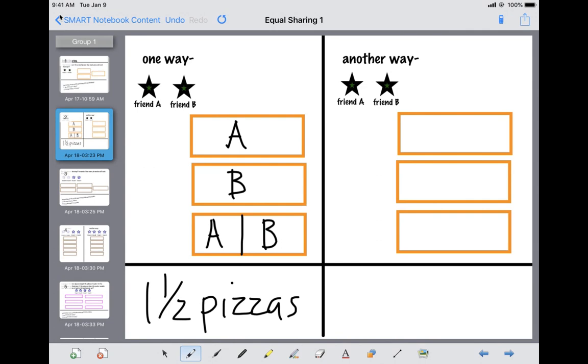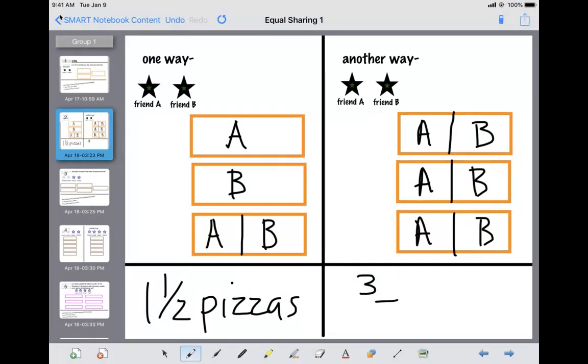Another way that you can solve this problem is just by answering the question, how many people are sharing? Well, you know 2 friends are sharing, so each whole can be split into 2 equal parts. And if each whole is split into 2 equal parts, I would give 1 part to friend A and 1 to B. And when I do this, I notice that each friend is going to get 3 parts, and each whole was split into 2 equal parts. So each friend is going to get 3 halves of a pizza, which is the same as 1 and a half pizzas. Those are equivalent fractions.